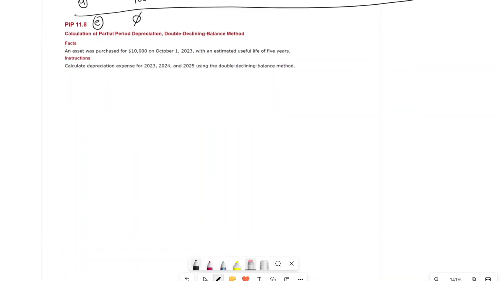My next one is when we calculate the partial period depreciation with the double declining method. They said calculate the depreciation expense for 23, 24, 25 using the double declining balance. So your depreciation rate will be doubled. In this case, 100% divided by 5 multiplied by 2, that will be my 40%.